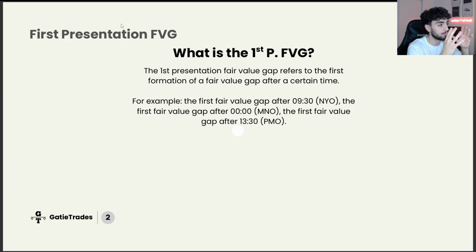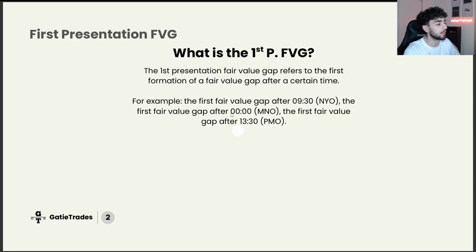Now, this concept can be used in different time intervals. Primarily, in this video, I'm going to be focusing on the first presentation fair value gap after 9:30 opening price. So, for example, the first fair value gap after 9:30 opening price, which would refer to, literally, the first fair value gap that forms after the 9:30 candle prints, right? So, that's one example of the first presentation.